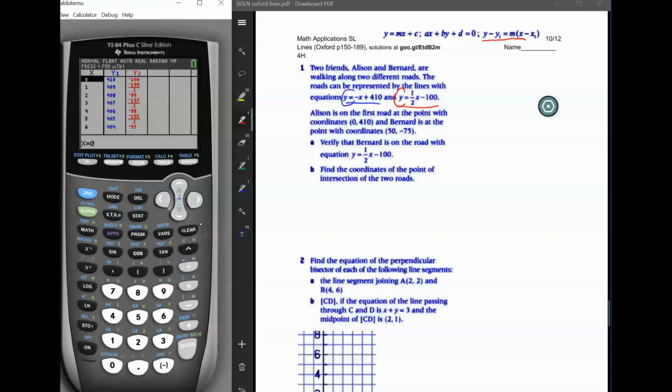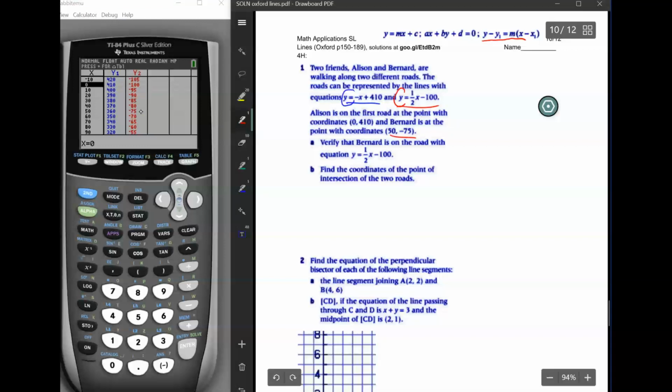So we could jump to 50, and that's kind of hard to do using the bottom arrow because it would take so long. So what I'm going to do is change the step size to plus 10, and then I can get there much quicker. Look at that, 50, negative 75. So it is indeed true that Bernard is on the red road and not the blue road.